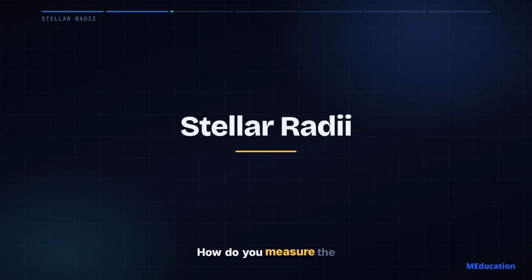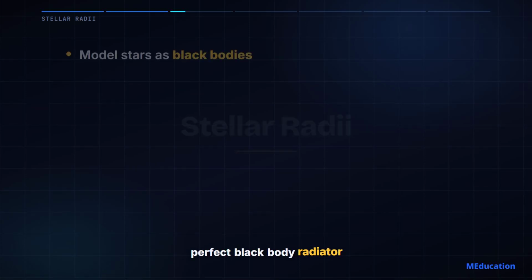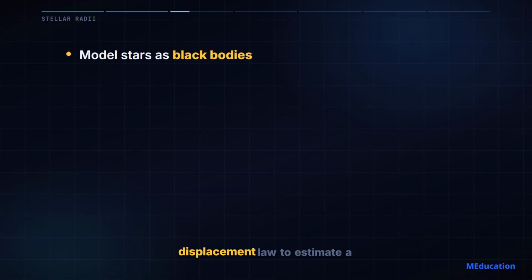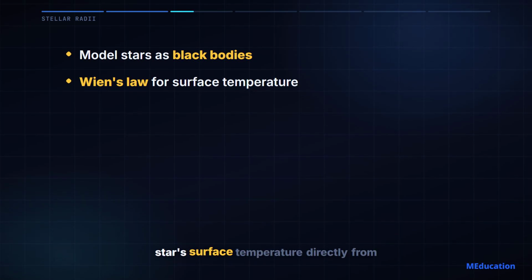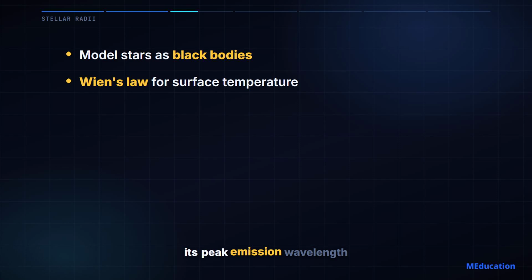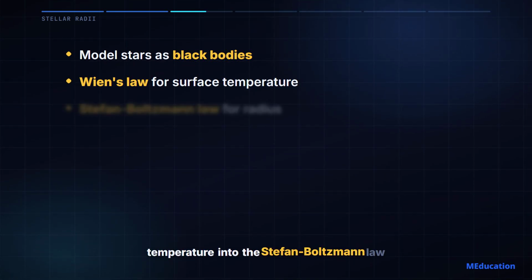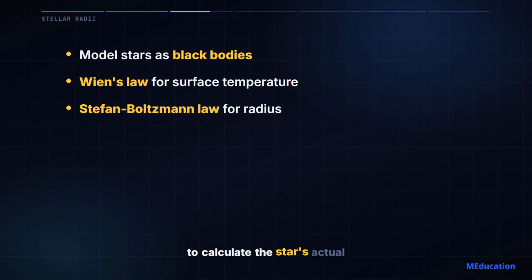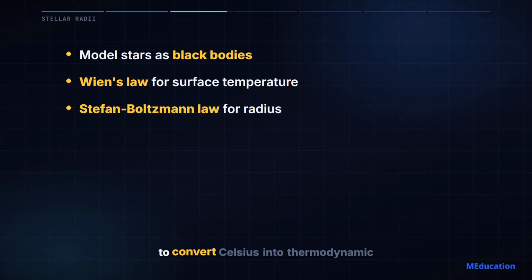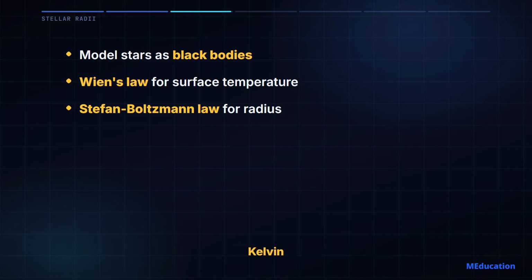How do you measure the size of a star you can never visit? You model it as a perfect black body radiator. First, you will apply Wien's displacement law to estimate a star's surface temperature directly from its peak emission wavelength. Then, you will chain that temperature into the Stefan-Boltzmann law to calculate the star's actual radius. This synthesis of equations is a classic high-scoring calculation. Just remember, a common trap is forgetting to convert Celsius into thermodynamic Kelvin.